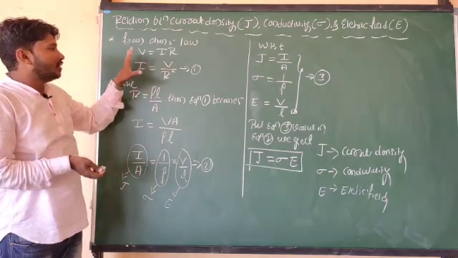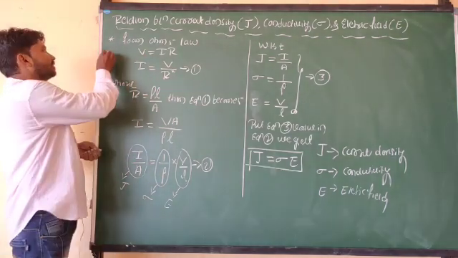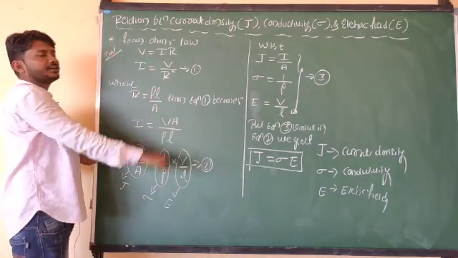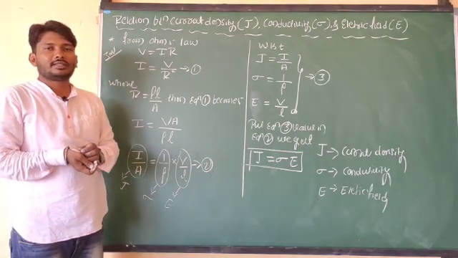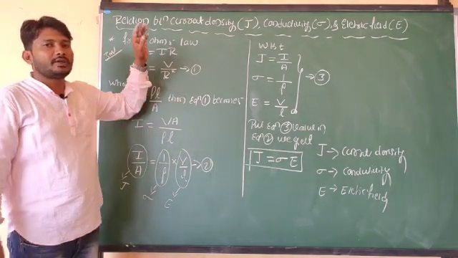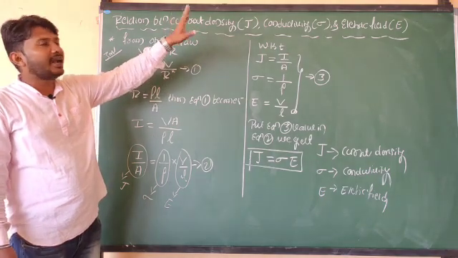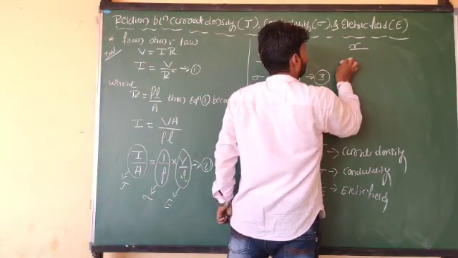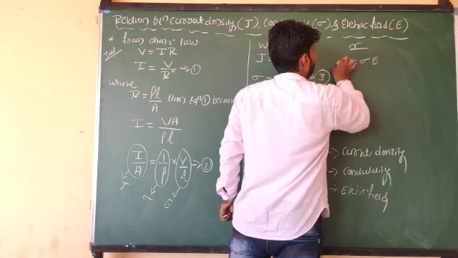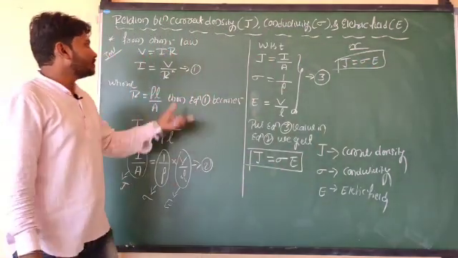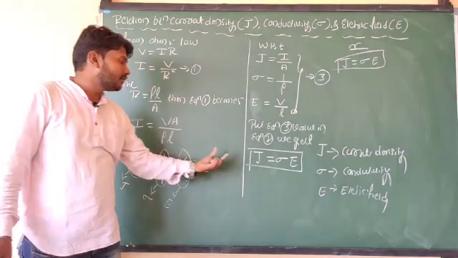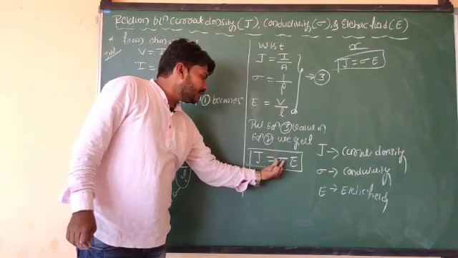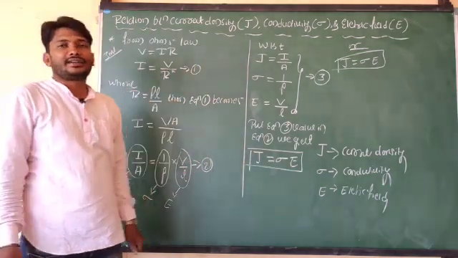So this is an important question for 3 marks in the annual examination. Most of the time they will ask a question like, derive the relation between current density, conductivity and electric field, or simply they will ask, show that J is equal to sigma into E. So by making use of Ohm's law, I will get the equation for current density, conductivity and electric field.